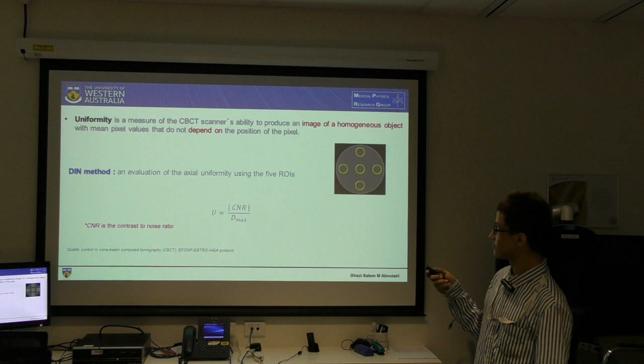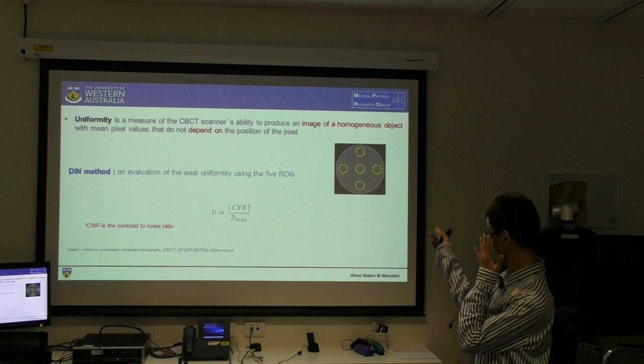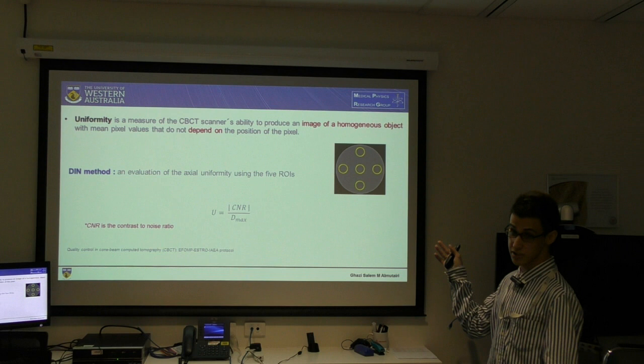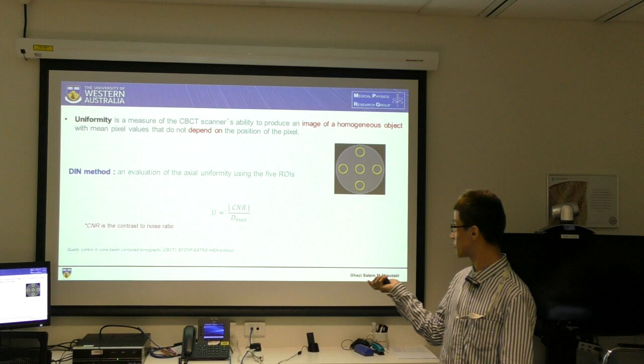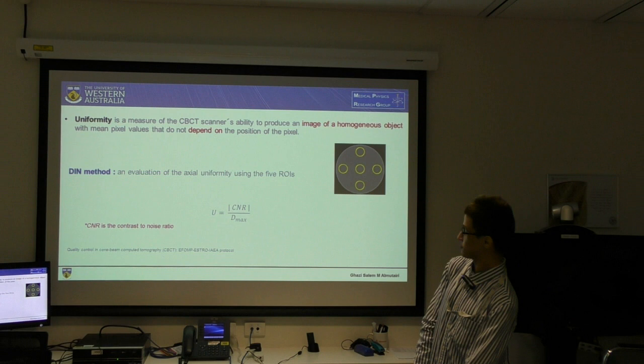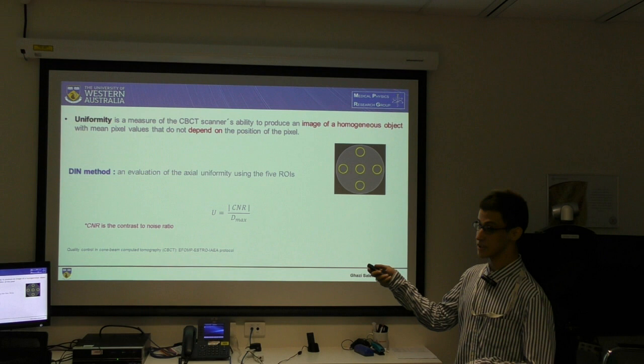So we have the DIN method. We evaluate the axial uniformity using the 5 regions of interest. First, we obtain the mean pixel value of each region. Then we take the average of each value. Then we take the difference of each value and we select the maximum value. Finally, we could obtain the uniformity from the relationship: the average of the contrast to noise ratio divided by the maximum difference between the values of the regions of interest.